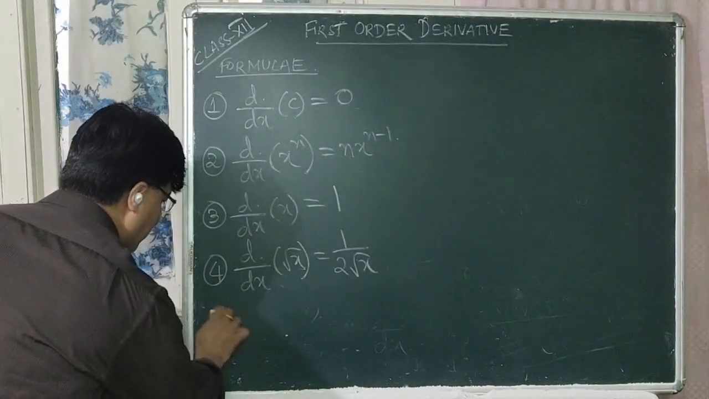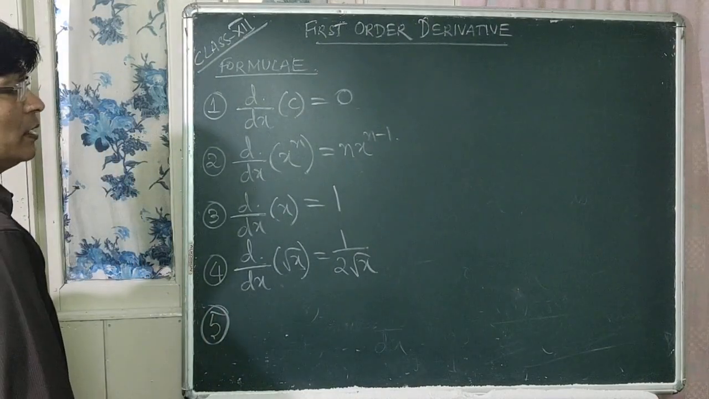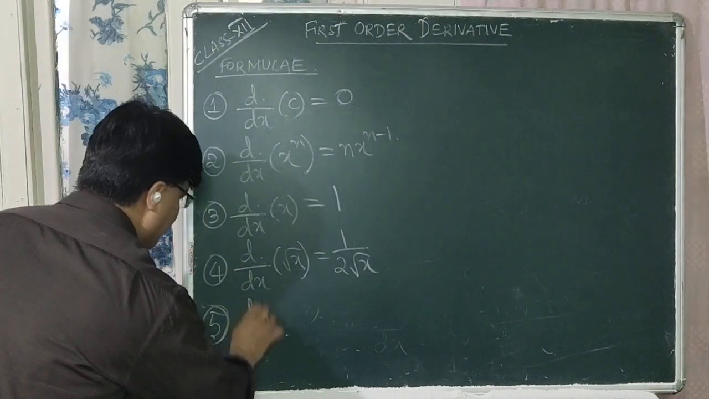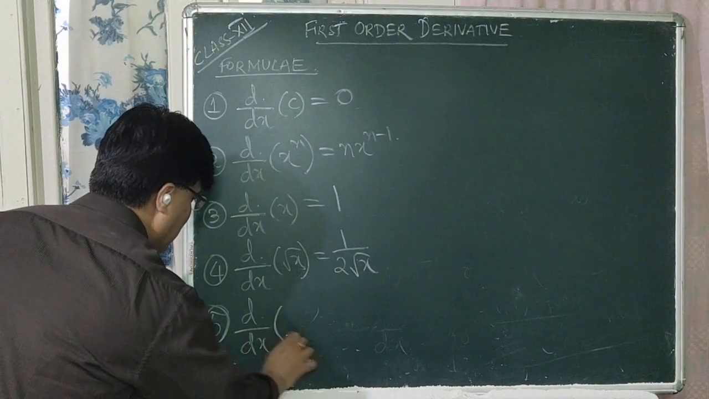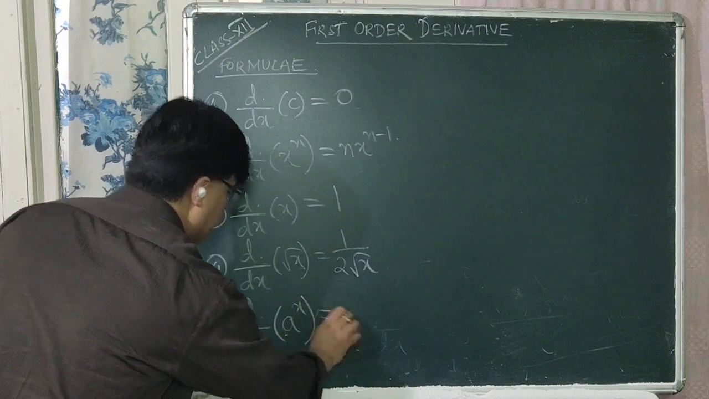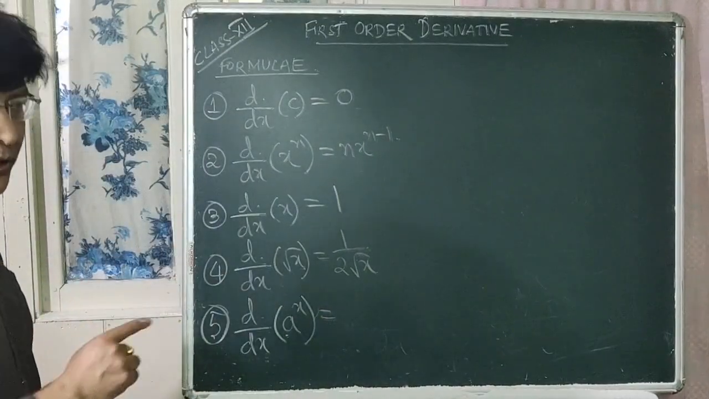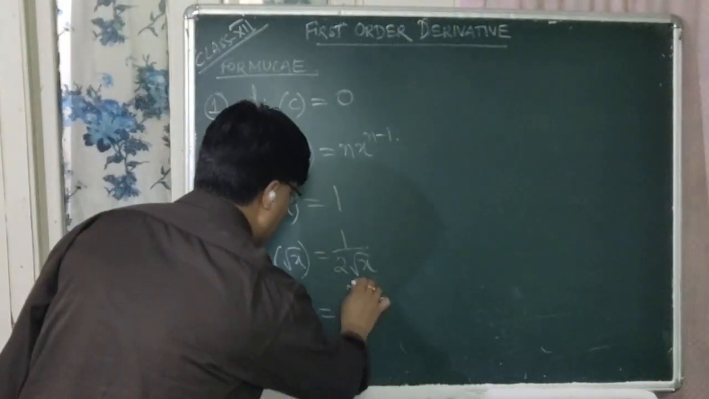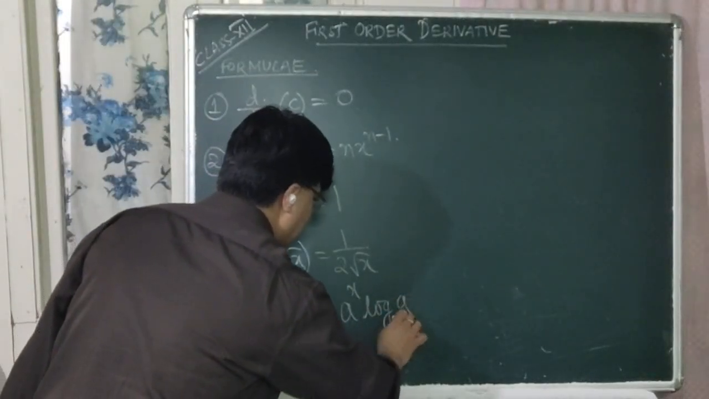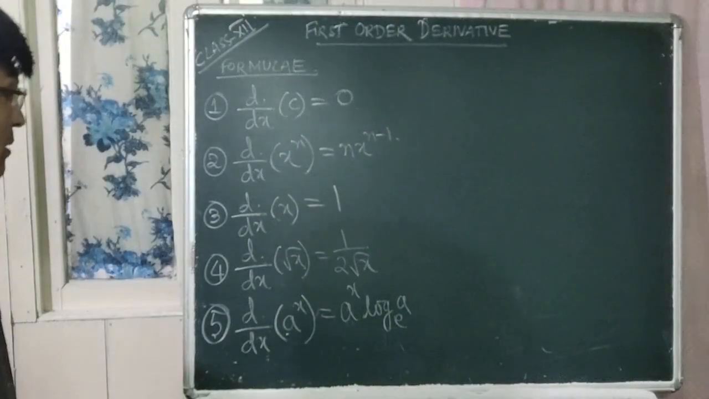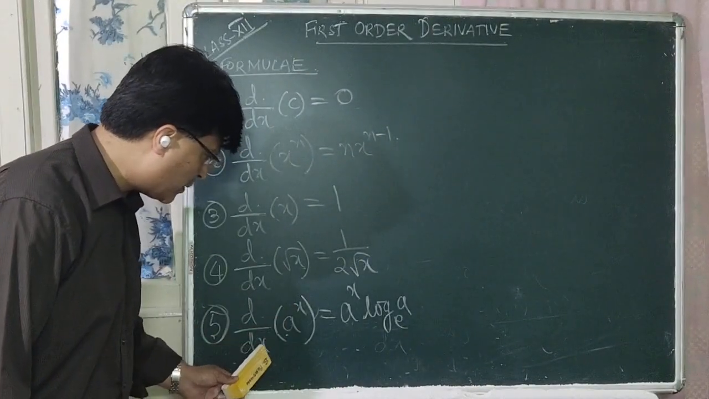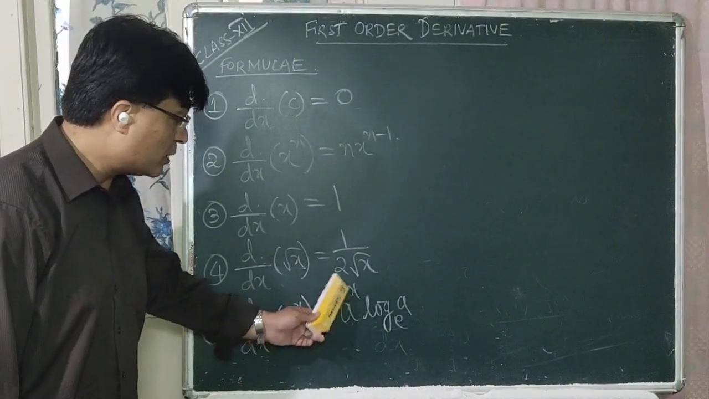The next, number 5 is d by dx of a to the power x. Here the base a is a constant and power x is the variable. Its formula is a to the power x log a base e. Is that clear? What is the differentiation of a to the power x with respect to x? It is a to the power x log a base e.